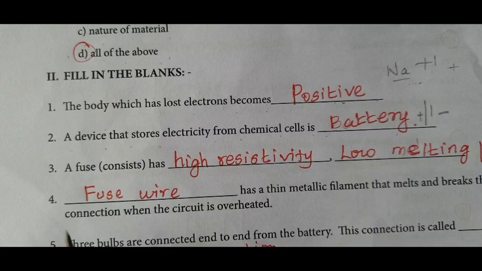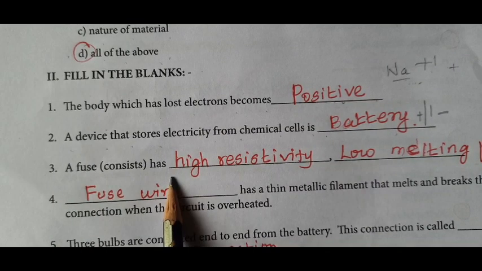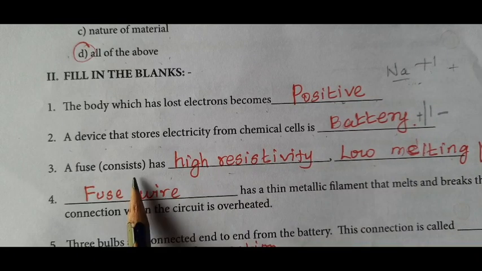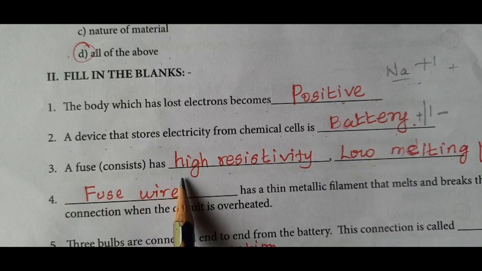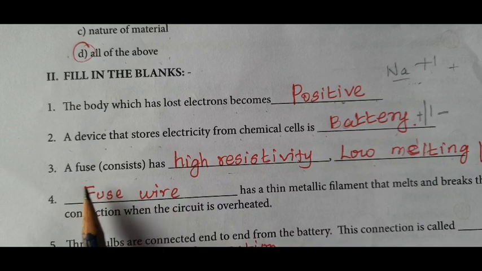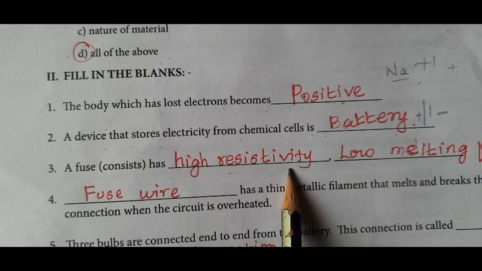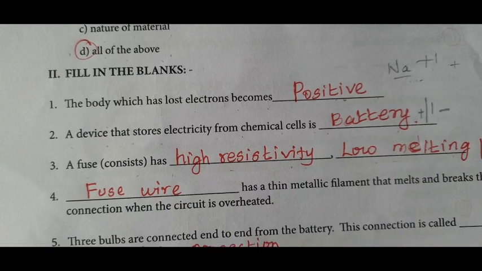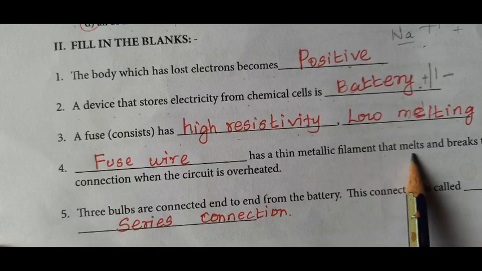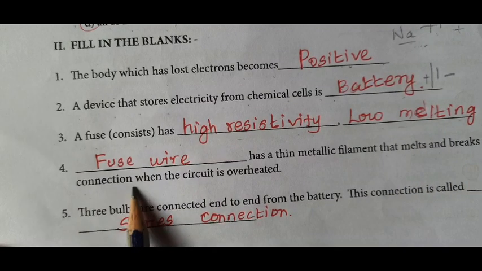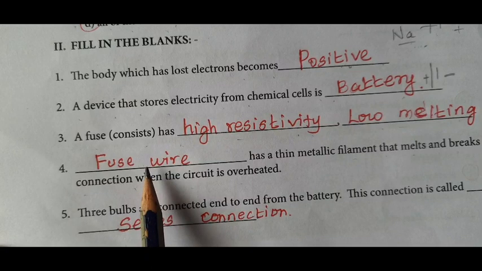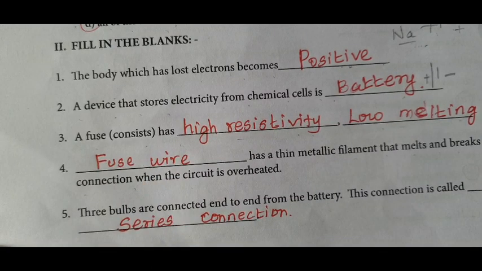Third question: a fuse has high resistivity and a low melting point. Already we know that a fuse acts as a protective device, which is why the fuse wire has high resistivity and a low melting point. Fuse wire has a thin metallic filament that melts and breaks the connection when the circuit is overheated. Fuse wire is one of the alloys.